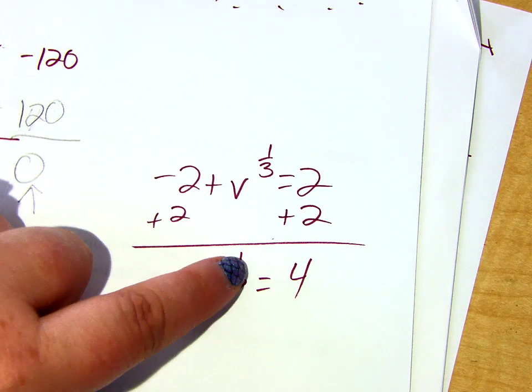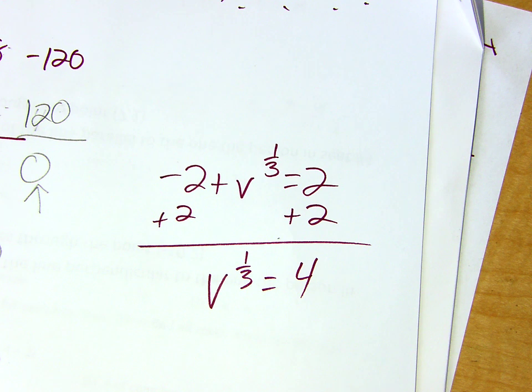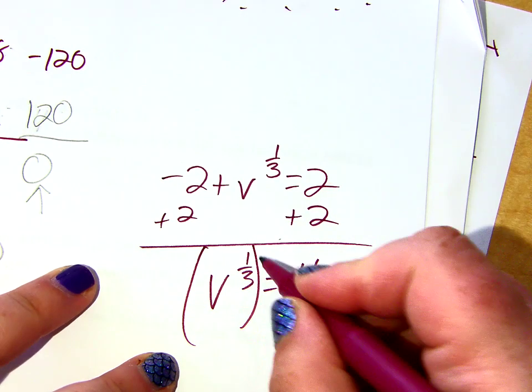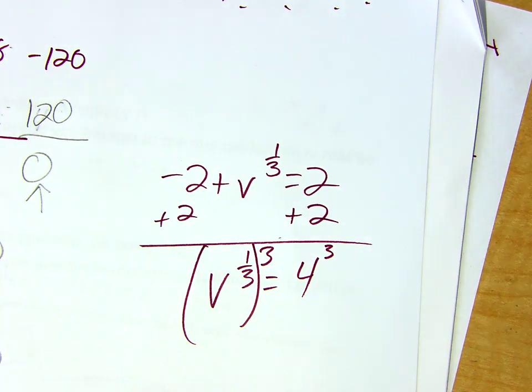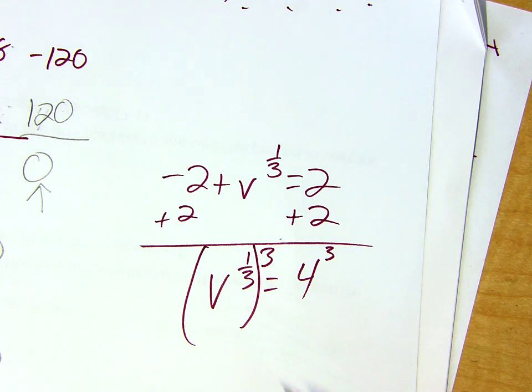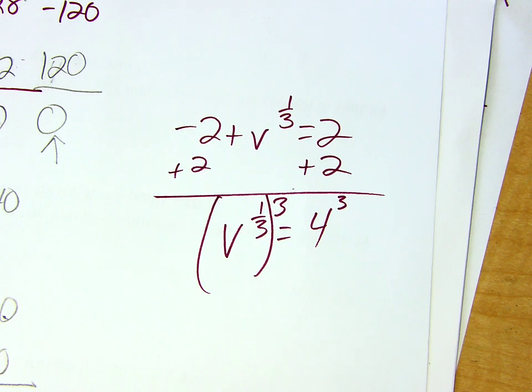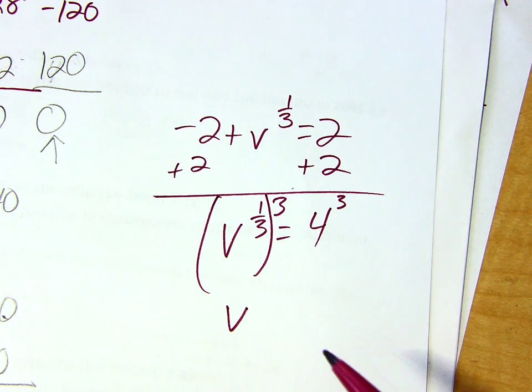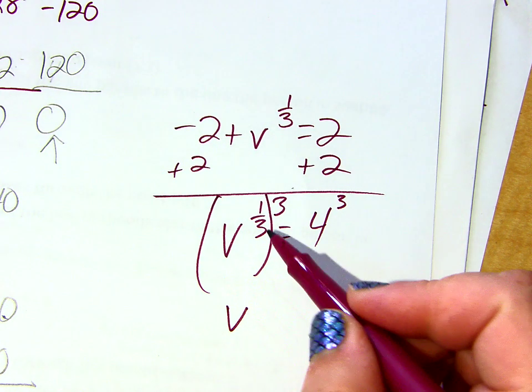2 times 100 plus 4. Good. Now I solve for V. How do I get rid of the exponent? Yeah, I raise both sides to the power. So one-third is the right. Raise it to the power on your side together.